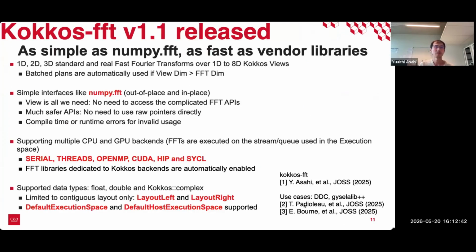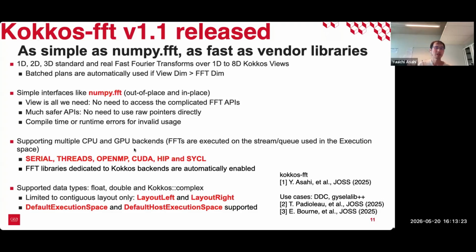Last week we released Kokkos-FFT 0.5.1, and there are a couple of key features. Fundamentally, it supports 1D to 3D FFTs up to 8D Kokkos views, and you can use batched FFT automatically. The APIs are quite simple, and you only need to prepare Kokkos views, just like NumPy arrays. And this API is much safer than using the raw FFT libraries because we don't need to access raw pointers directly. Many invalid usages give compile-time or runtime errors, so it's safer to use.